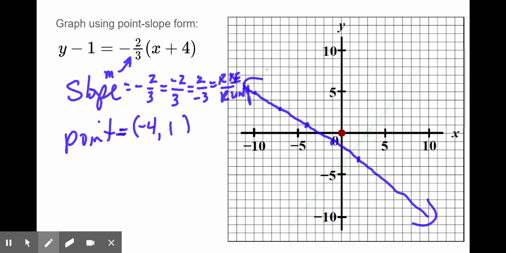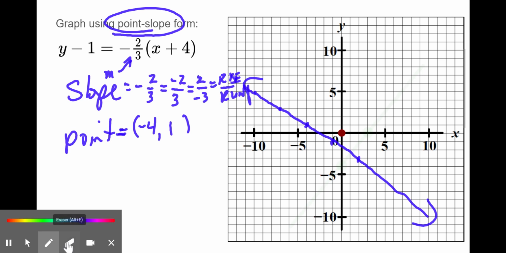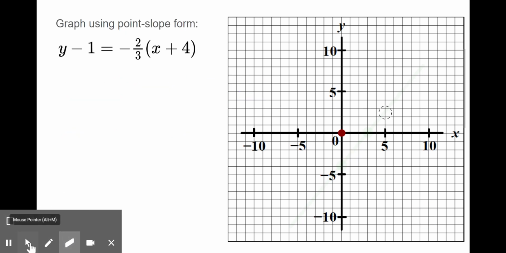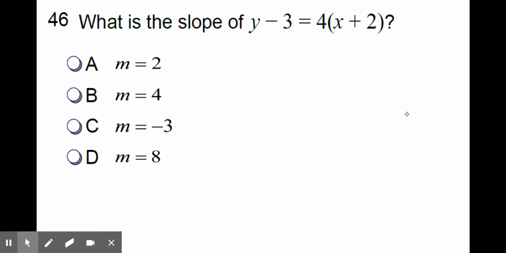Okay, and that's all there is to this. All right, you have something written in point slope form. So you need to find the slope, and you need to find your point. Okay, and then you can graph the point, and then use the slope to get to all the other points, and then you can graph your line. Okay? All right, so now it's going to be your turn coming up. Here we go. Your turn.